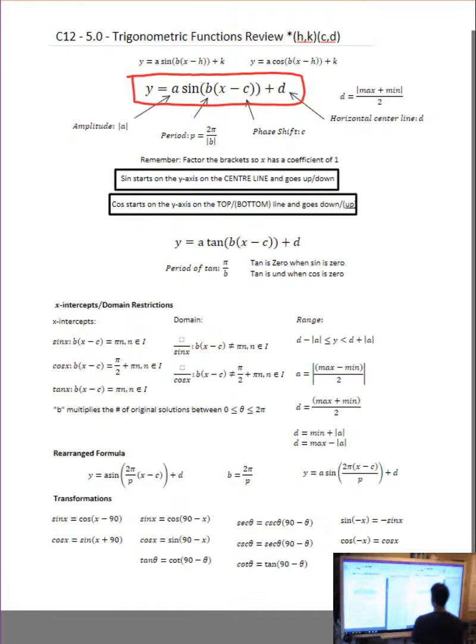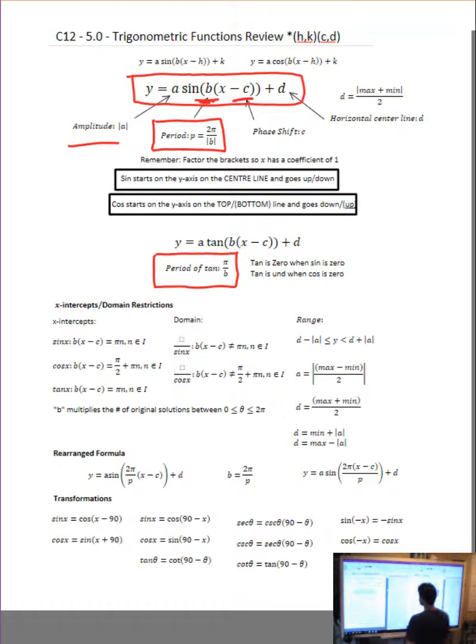So the A is going to be an amplitude, and that's actually a multiplication of the y values, so also called a vertical expansion from chapter 1. B contributes to the period, and the period is calculated by P equals 2 pi over B for sine and cosine, and remembering down below for tan, the period of tan is pi over B.